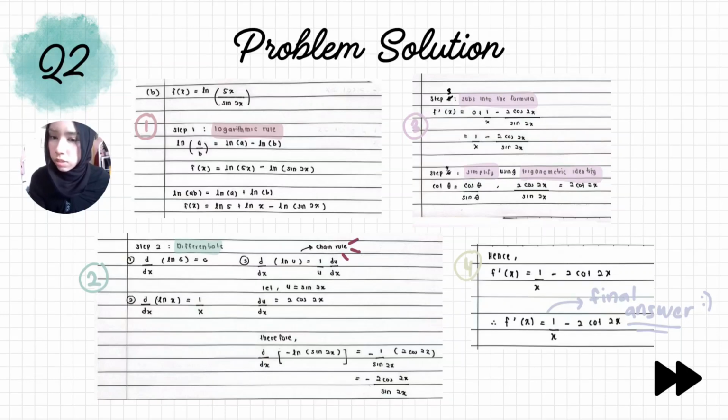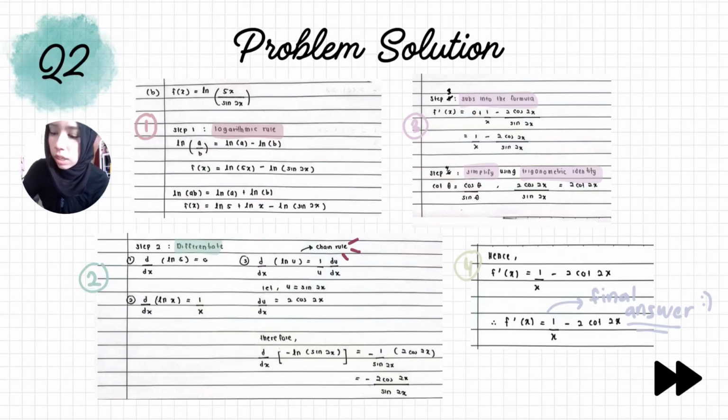Derivative of sine 2x is 2 cos 2x. So the derivative of ln sine 2x is 1 over sine 2x times 2 cos 2x. Since there is a negative sign in front, it becomes negative 2 cos 2x over sine 2x. Substituting everything, we get f prime x equals 1 over x minus 2 cos 2x over sine 2x.